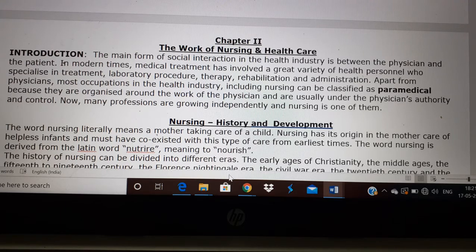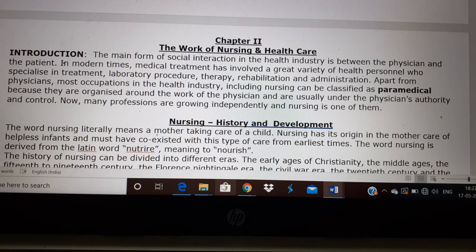All these professions other than the doctors are called paramedical professions, and they usually work under the physician's authority and control. But now most of these professions are growing independently and have their own rules and regulations, and nursing is one of these independent professions. Okay, so we'll first go to the first subtopic, nursing history and development.